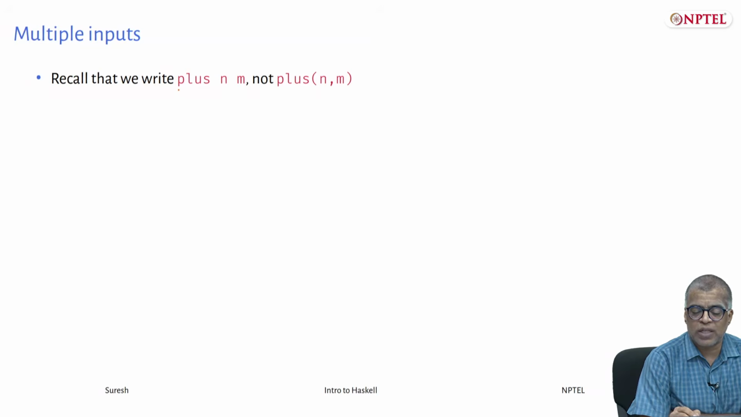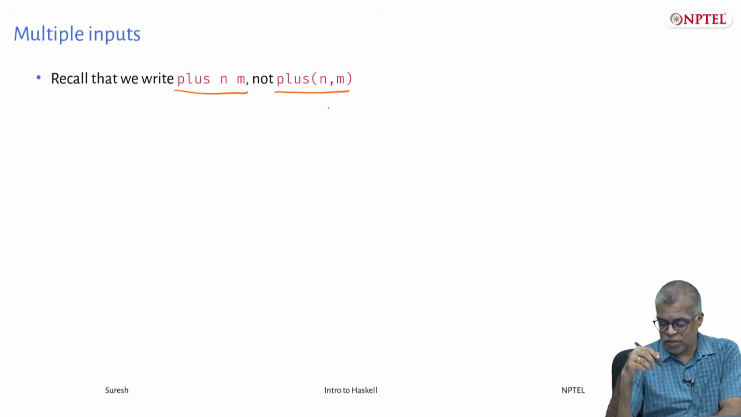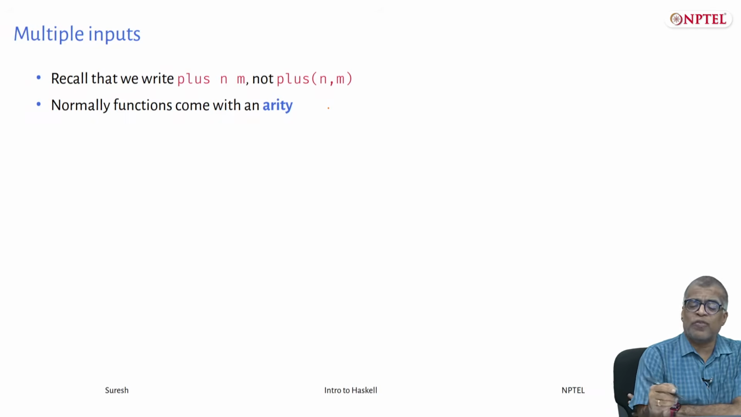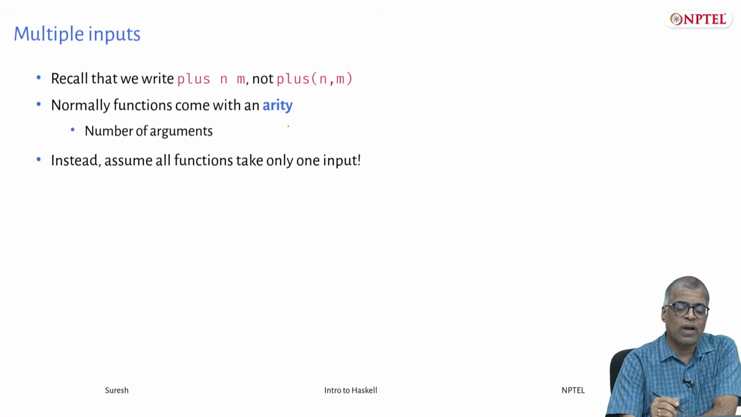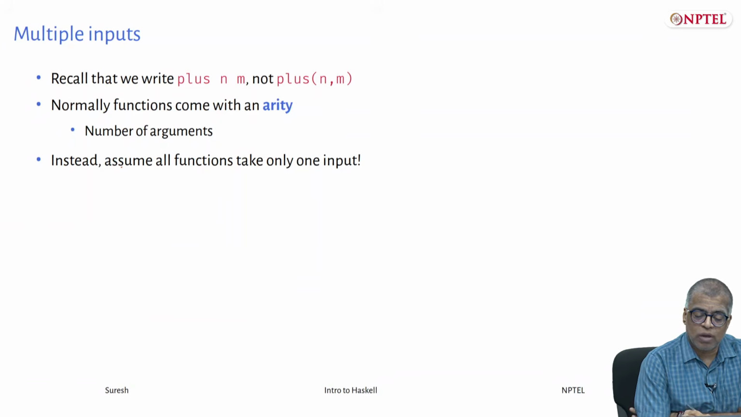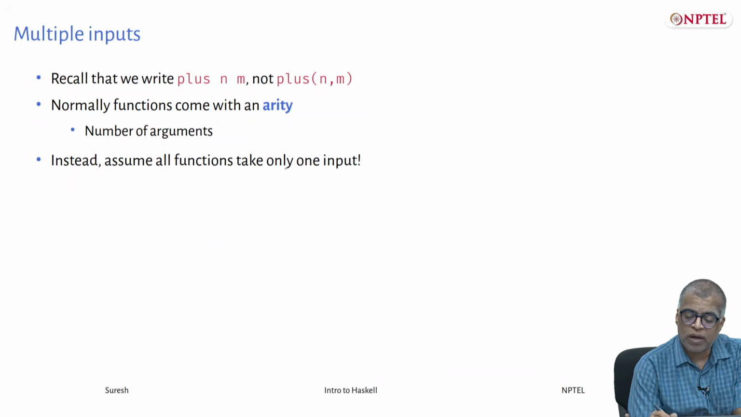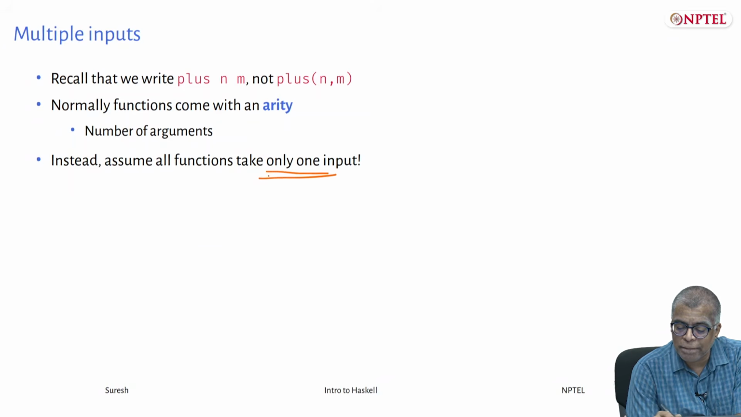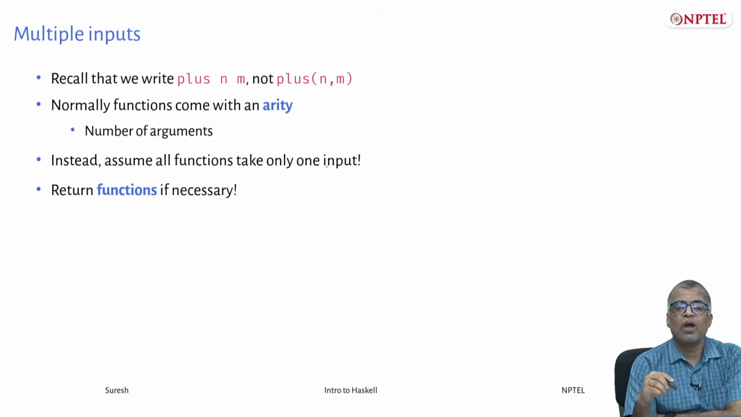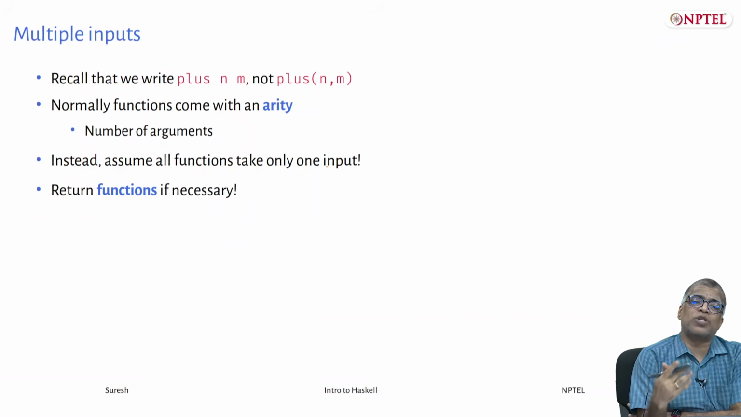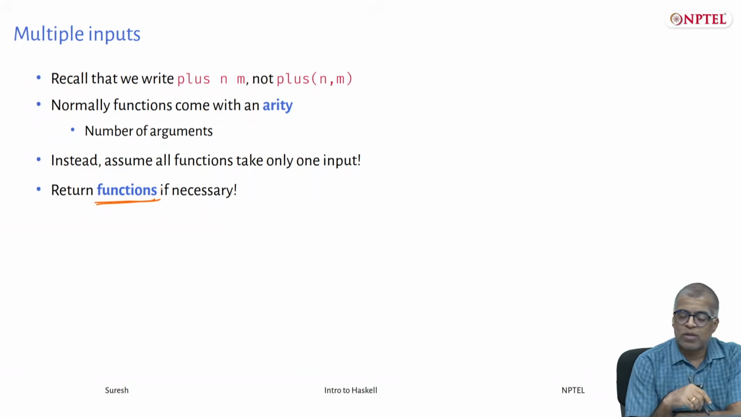So, recall that we write plus space n space m, not plus applied on n comma m within parenthesis. Normally functions come with an arity. Arity means number of arguments, right. Instead, this is the nice feature of Haskell, it assumes that all functions take only one input. Okay, all functions have arity 1. But how do you handle functions with multiple inputs? Return functions if necessary. Okay, this is very nice.